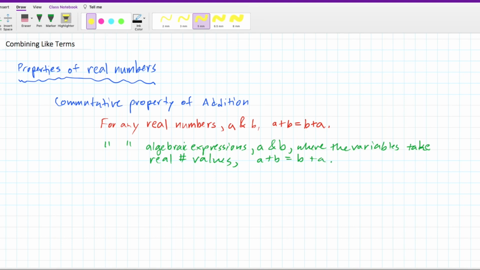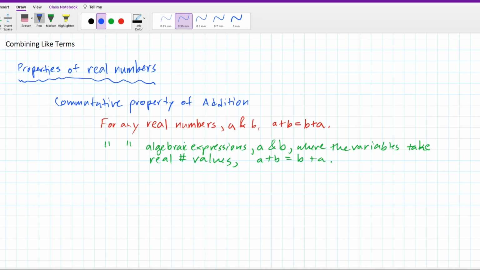Side note, this notation here is something that you'll actually see a lot of teachers use in case you haven't seen it before. These are basically little quotation marks. Each one just means repeat what's above it. Okay, so if you see these two marks, that just means repeat what's above it. So this says for any algebraic expressions a and b, etc.